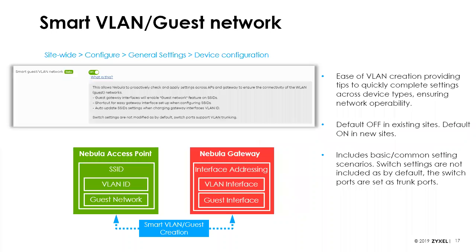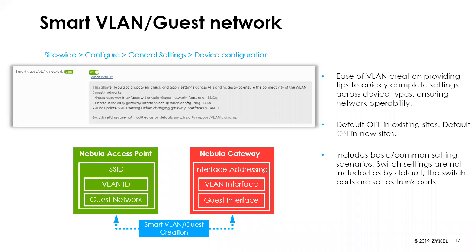So we've added a new thing here called Smart VLANs. We've got one set up here on the guest network. You can choose to enable this. All existing sites that you have will have this off by default. Any new sites you set up will have this on by default. It handles a bunch of things to help simplify things, automatically creating your VLAN interface, assigning it to the guest network, and setting it up on the Nebula gateway itself.